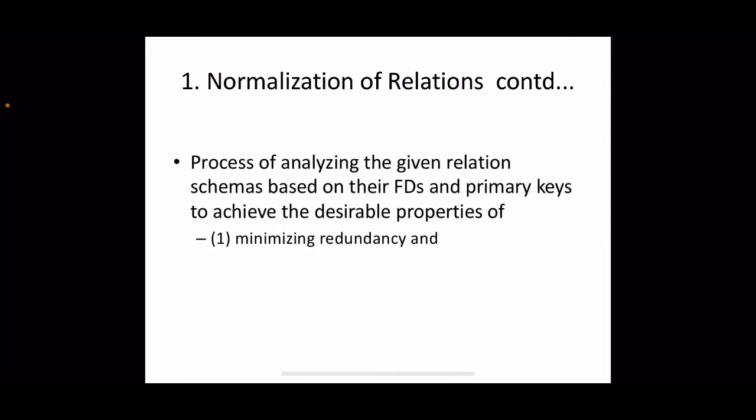So normalization of data can be considered as a process of analyzing the given relations based on their functional dependencies and primary keys to achieve the desirable properties of minimizing redundancies and then minimizing insertion, deletion and update anomalies, right? So it can be considered as a process of filtering or purifying to make the design better quality. So if the corresponding relation is unsatisfactory, that means it does not meet the condition for a normal form, we will decompose those relational schemas into smaller relational schemas so that they will now meet these criteria.